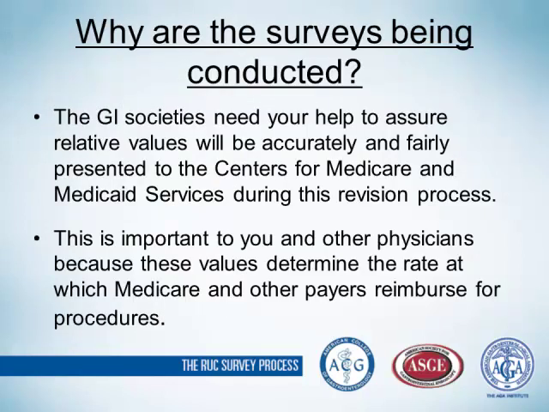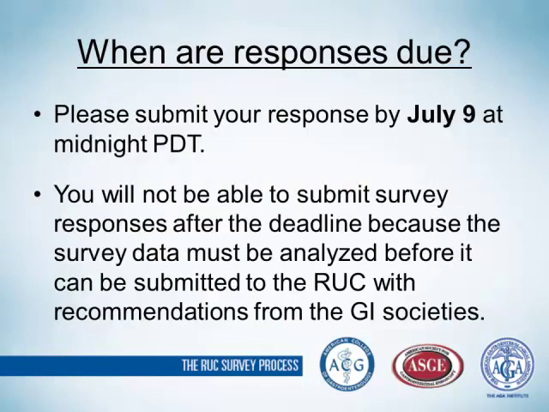So again, thank you in advance for agreeing to participate in the upcoming RUC Survey. The GI societies need your help to assure that relative values will be accurately and fairly presented to the Centers for Medicare and Medicaid Services during this revision process. This is important to you and other physicians because these values determine the rate at which Medicare and many other payers reimburse for procedures. For this series of codes, the responses will be due by July the 9th.